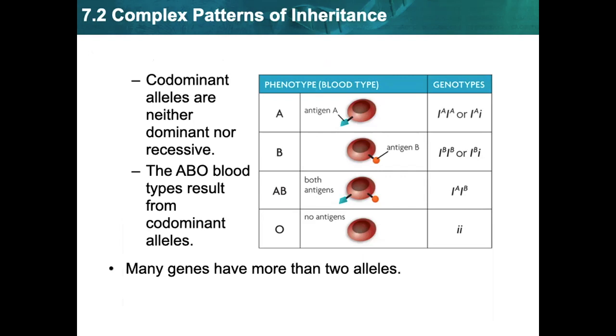At the very bottom is a note: many genes have more than 2 alleles. Like you see for blood type, there are 3 different possible alleles: A, B, and O. So there are many genes that have more than 2 possibilities. In fact, there are other blood types too that we haven't talked about, like blood type H, for example, which is very rare, but it is a possible blood type too. So there are more than just these 4 blood types, but these are by far the most common.